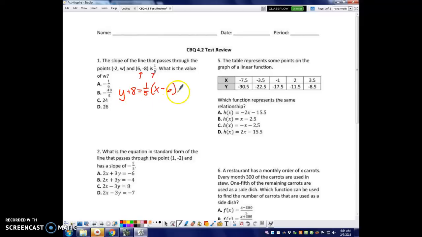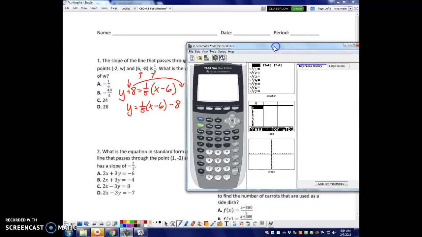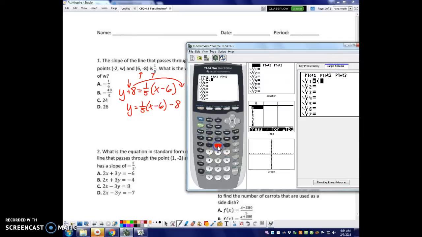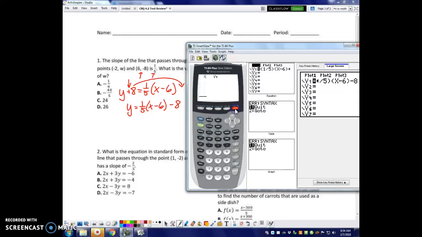Okay, we need to move that 8 to the other side. So we have y equals 1/5 (x minus 6), and then instead of plus 8, over here we have minus 8. Because remember, when we move something over to the other side, this sign has to change. Okay, so just type this into your calculator. So y equals, be sure to use parentheses, 1/5, parentheses, x minus 6, minus 8. Oops. Minus 8.